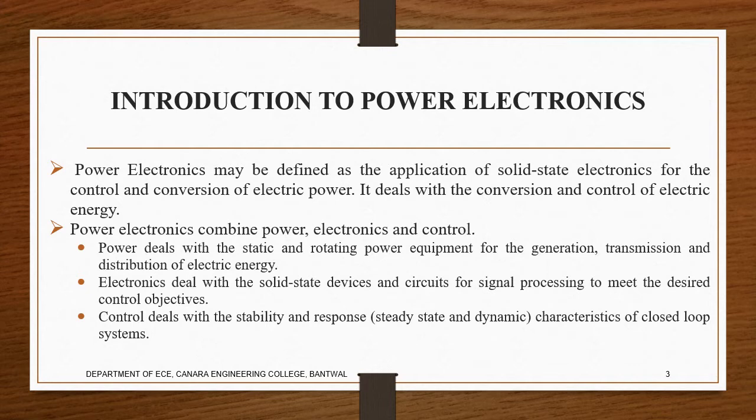So what is power electronics? Power electronics is defined as the application of solid state electronics for the control and conversion of electric power. So what are we doing here? The power has been applied to the electron. What kind of power do we say? For example, you take semiconductors.